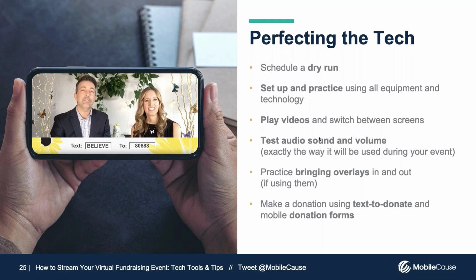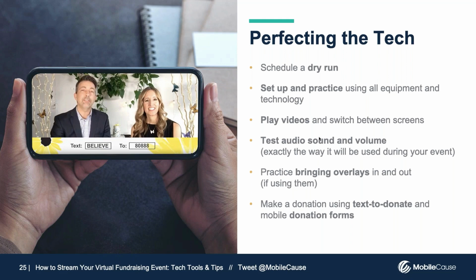And so in order to overcome that, obviously you want to schedule a dry run. You want to set up and practice all the equipment and technology, and if you have multiple speakers at different locations, you want to do a dry run with all of them and make sure you can hear them and the sound level is good. You want to practice the transitions into different videos and different screens, and if you have overlays, you want to practice that the overlay goes as you expected.